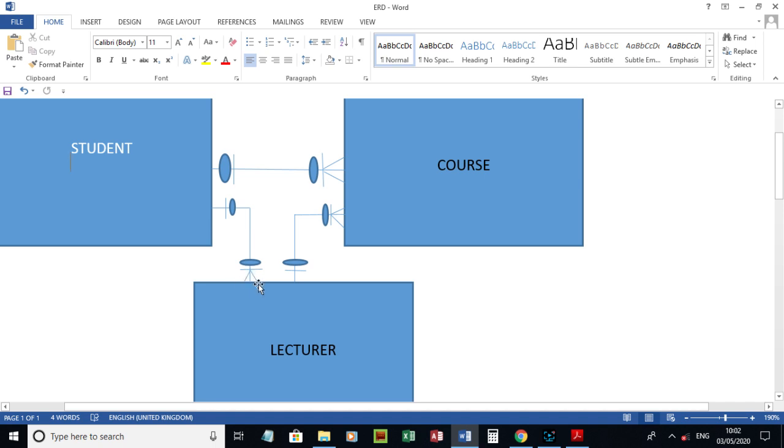And you know what the crow's foot is saying? The lines cross and you see a crow's foot, like they come on a train heading towards the lecture. And the crow's foot means many. So one student, one or zero student, could be taught by zero, one or many lectures. That is the relationship I have been building.